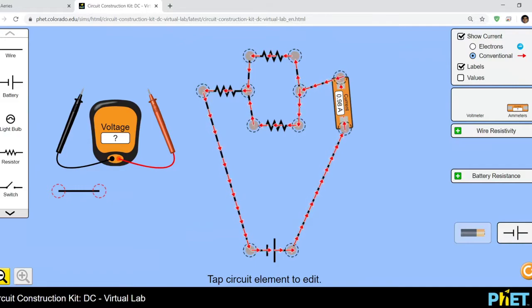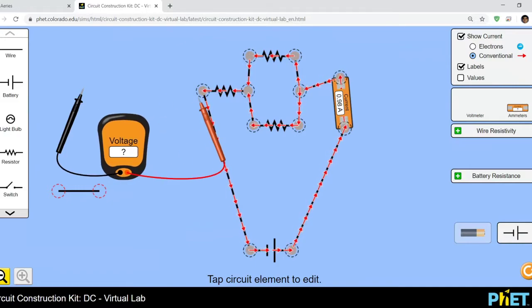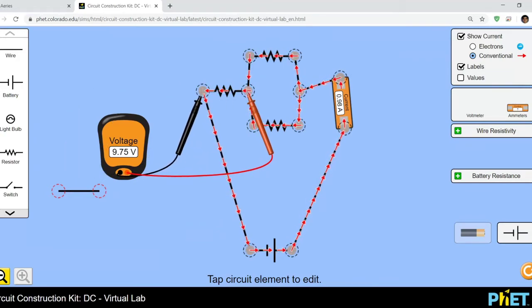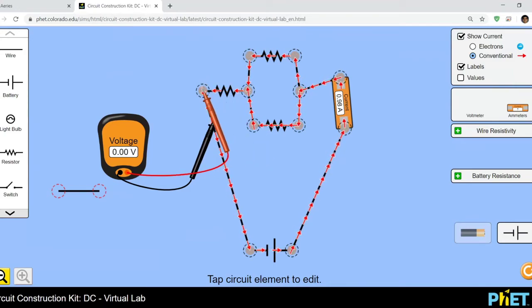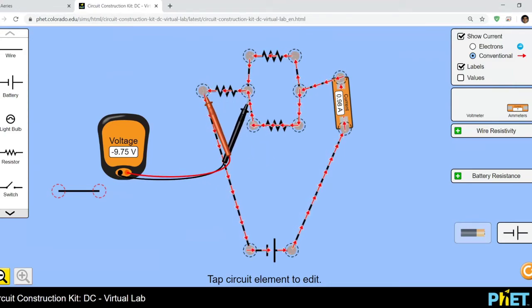Okay. When you do voltmeter, you just have to make contact at the top and bottom of the resistor. And if you do it backwards, it might give you a negative voltage. And that's okay. Just swap the probes. So, for example, if I put the red one in the front and then the black one at the back side here, we get negative voltage. But that's okay. The value is still the same.